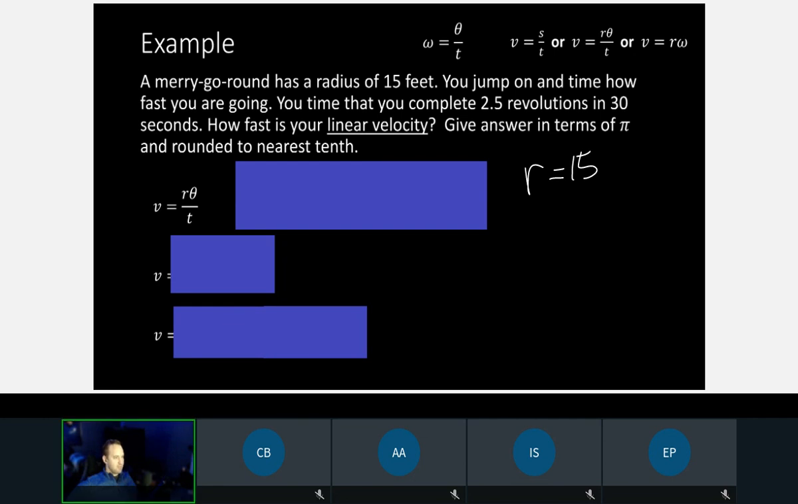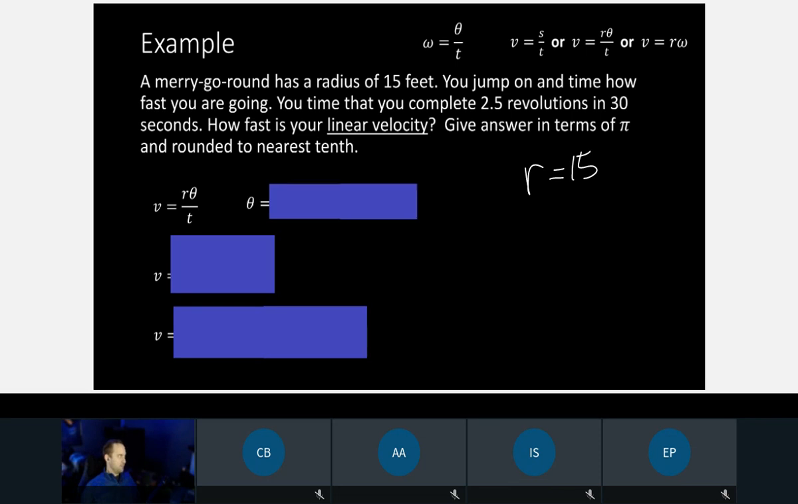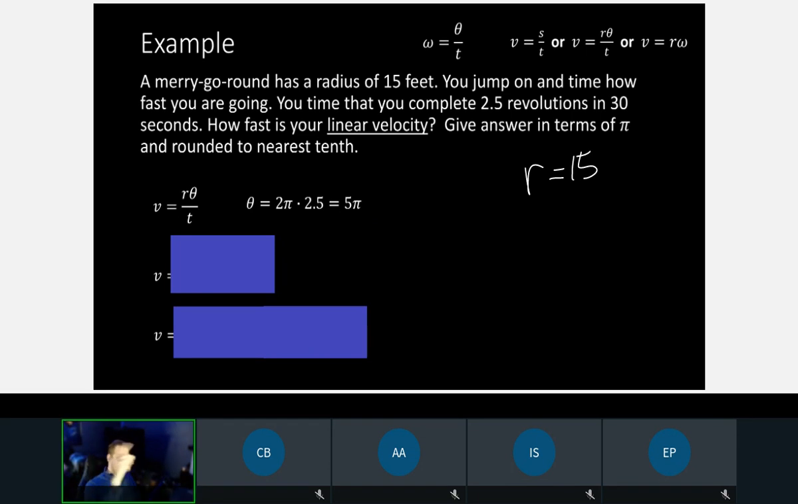Yeah, I believe it's 5 pi, but how did you get 5 pi? Close, Emily. Yep, 2 pi. Yep, 2.5. So remember, one revolution is 2 pi, right? And we go around 2.5 times. So we take 2 pi and times it by 2.5, and that gives us the total angle traveled. So we went around in 30 seconds, 5 pi. That's one time, two times, and then a half, right?